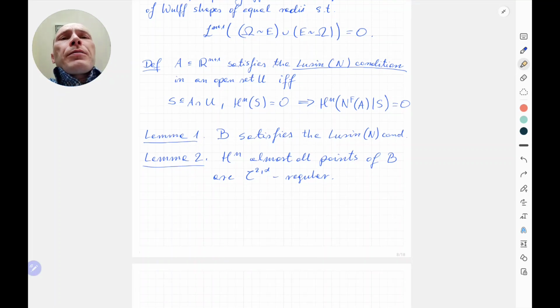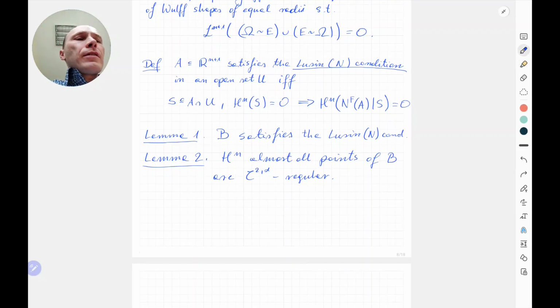to actually bootstrap C^{1,alpha} to C^{2,alpha}, and we need it because then we know that B can be covered, right? There is some null set. After removing an H^n null set from B, the rest is a C^{2,alpha} manifold. Why do we need it?